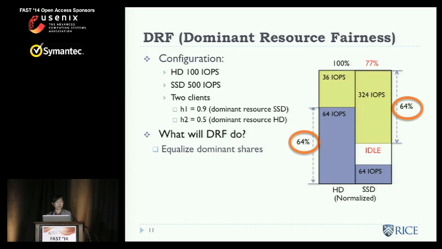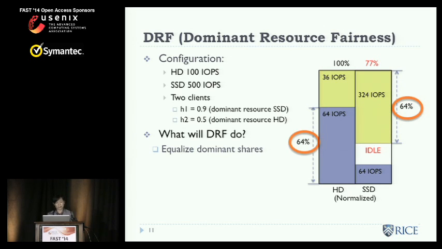DRF, we were already talking about DRF earlier. DRF is designed for multiple resource allocation. So how will DRF do? In DRF, a client's dominant resource is the resource that is most heavily used by the client. So in this example, if client 1's hit ratio is 0.9, the dominant resource is SSD, and for client 2, the dominant resource is HD. So DRF will equalize the dominant share, and each of them will get 64% of the dominant resource. In this case, the utilization of SSD is 77%.